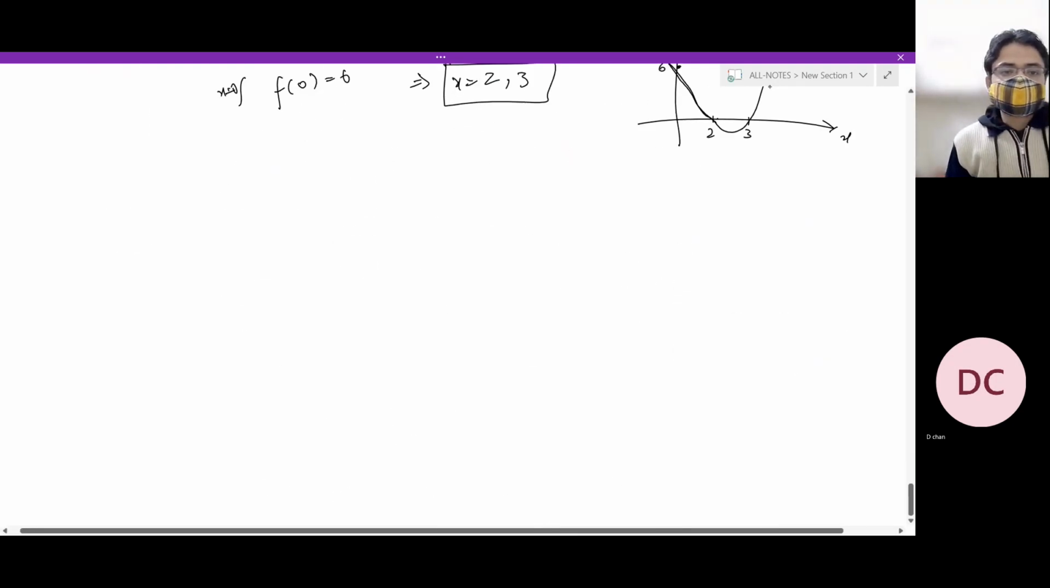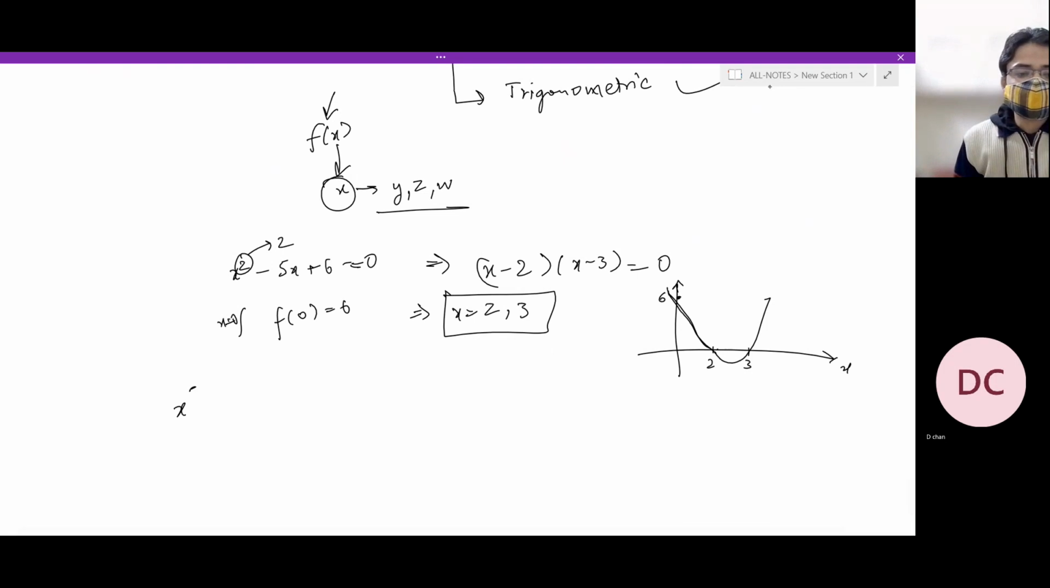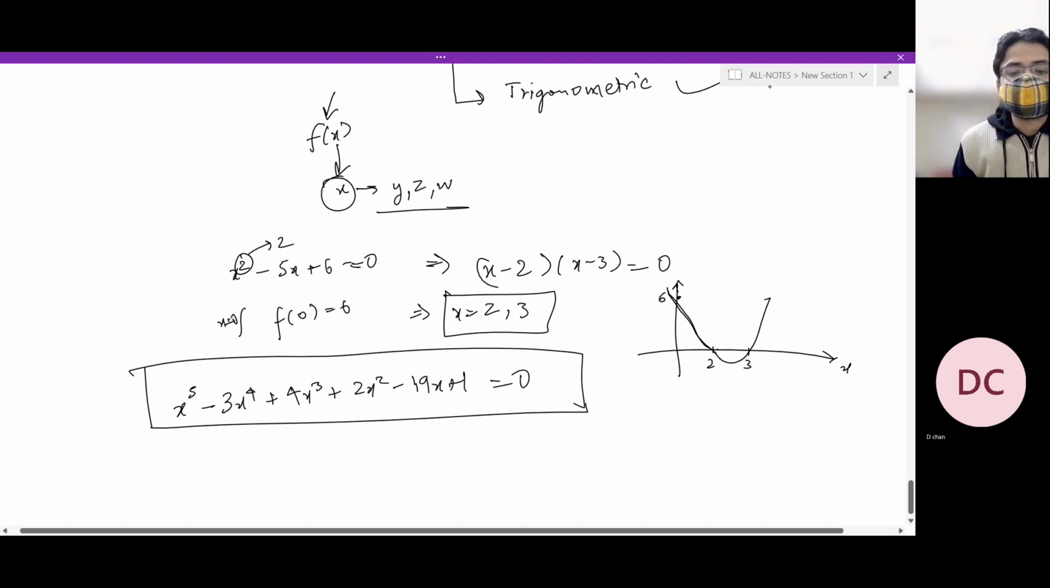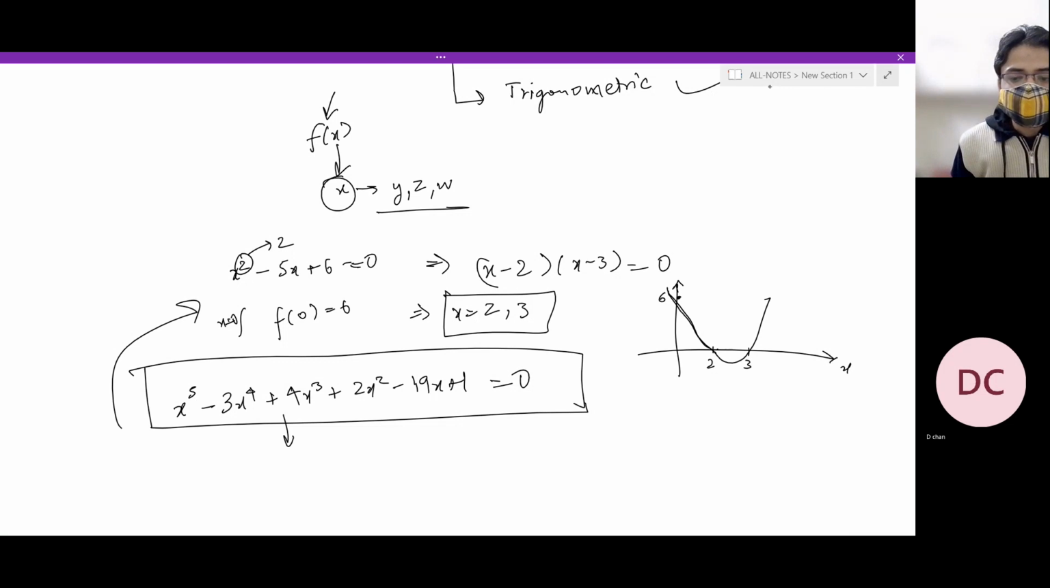But what if you have a really weird equation? For example, x power 5 minus 3x^4 plus maybe 4x cubed plus 2x squared minus 19x plus 1. I presume that you understand that it is almost impossible to solve it using factorization, right? Yes, sir. So to solve these types of equations, we would like to use some other techniques that do not require so much effort from our side.